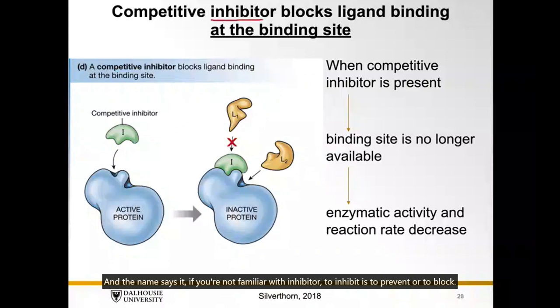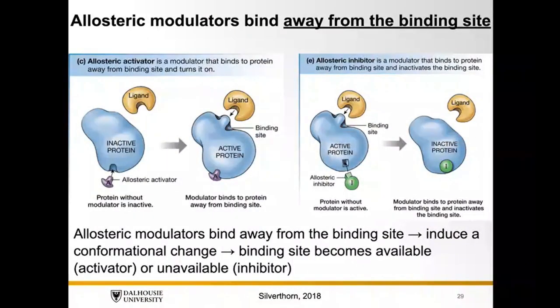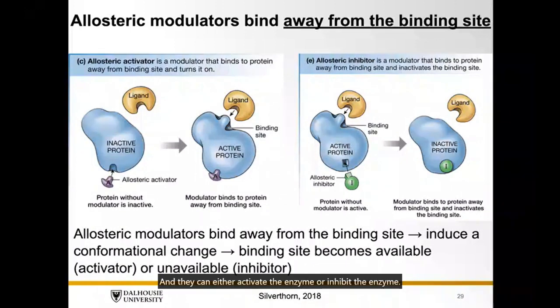And the name says it. If you're not familiar with inhibitor, to inhibit is to prevent or to block. So whenever you see inhibitor, you should think about it as something preventing a reaction from happening or blocking a reaction from happening. So now let's compare and contrast this with allosteric modulators. So these guys bind the enzyme, but they bind it away from the binding site. And they can either activate the enzyme or inhibit the enzyme.